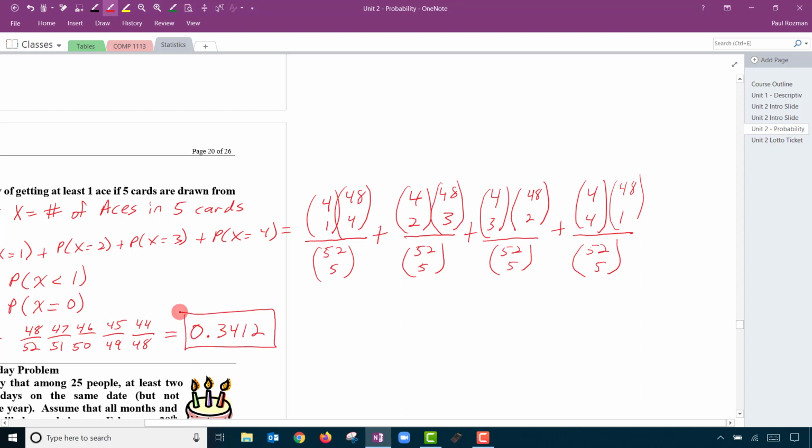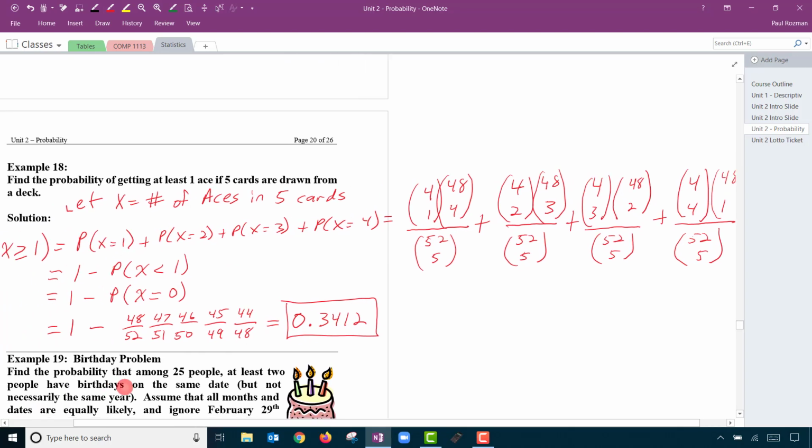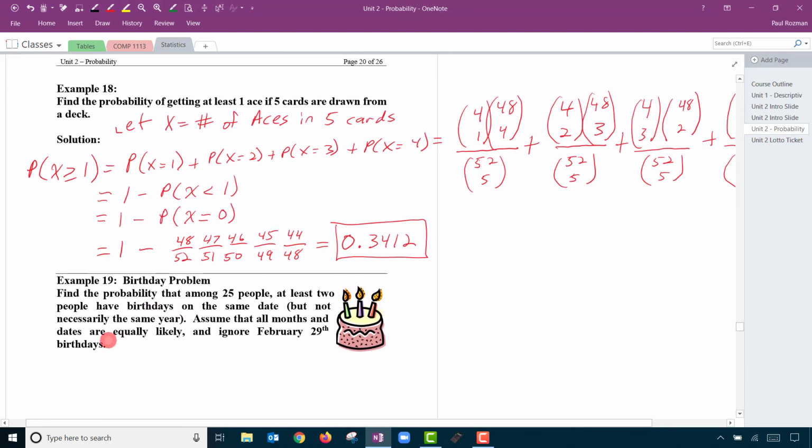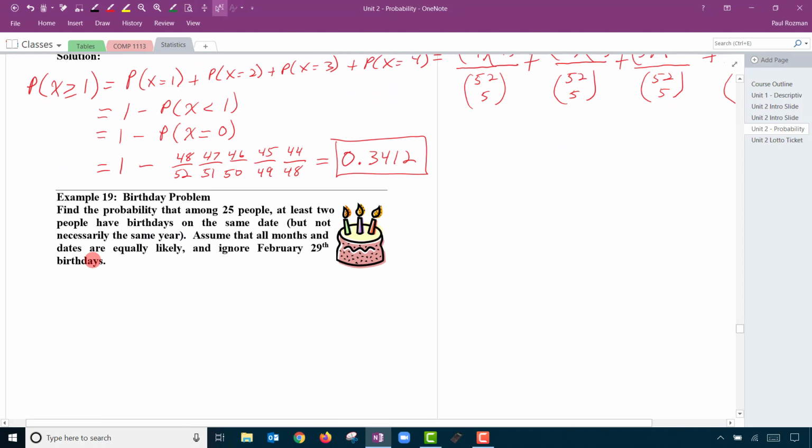So I think we're going to find that this complement idea of trying to find the opposite of something will definitely help us with the more complicated problems. Another example of this is the classic birthday problem. Our class, in a lab, we say we have 25 students. What are the chances that 2 of those students have the same birthday?